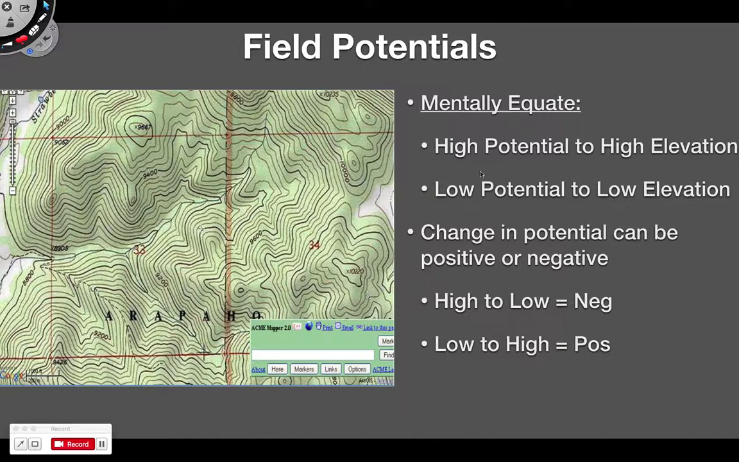So what we're going to do is equate high potential to high elevation, low potential to low elevation. And again, this is a contour map. These can be pretty complicated to see, but if here's a peak right there, and you go down that mountain a little bit and walk around that circle, you're walking on flat ground. You're not going up, you're not going down, as long as you stay on that circle. It gets kind of complicated here. Sometimes it's hard to figure out what's a peak and what's a valley.